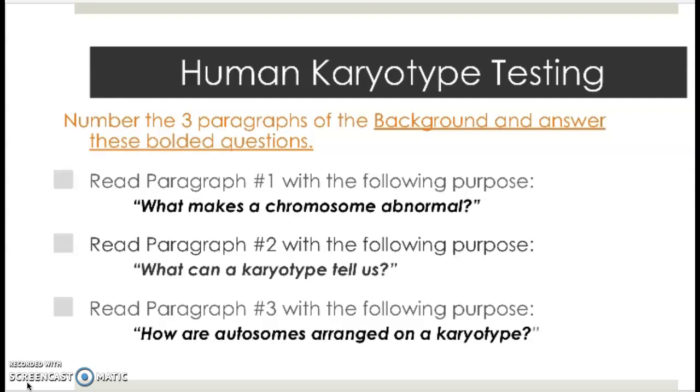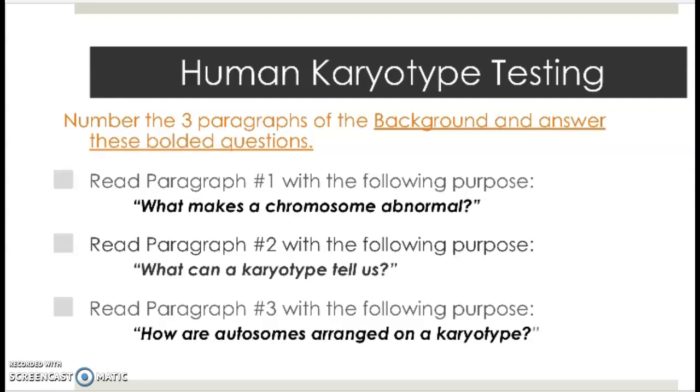The second paragraph, "some of the abnormalities can be detected by a test called a karyotype." You're going to label that paragraph 2. And "to create a karyotype, chromosomes from a cell are stained." That's going to be your third paragraph.